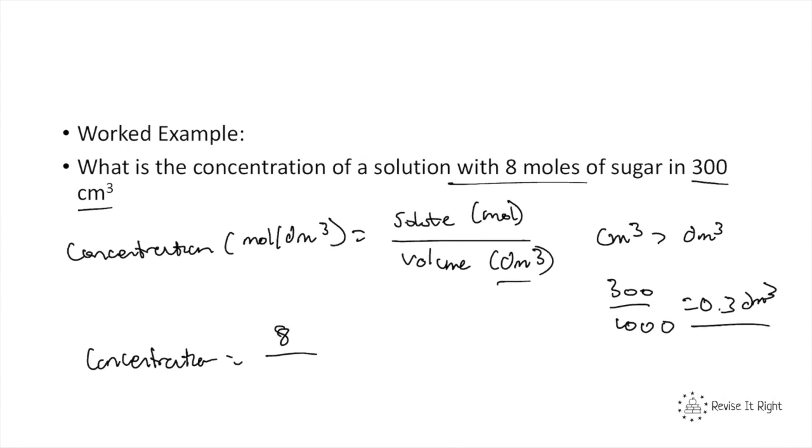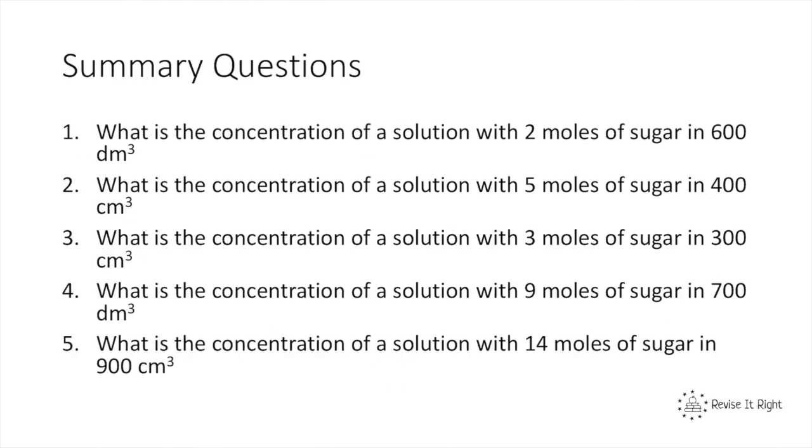So we can take this number, the 0.3, and pop it under our calculation here. So concentration equals 8, which is the solute in moles, divided by the volume, which is in decimeters cubed now, which is 0.3. Pop that into a calculator and you get 26.7, and of course it's moles per decimeter cubed. So we'd now like you to have a go at these to really check your understanding of this lesson so far. So pause the video now.